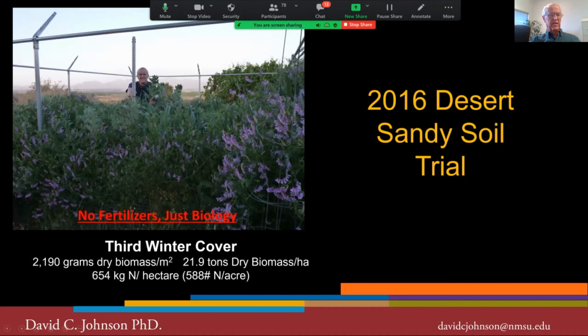And what we've done on this is we've grown cover crops, we've cut them and hauled them off, and then replanted and grown cover crop again. So we have not allowed any of the plant material to stay. We wanted to see just what potential the biology had for growing a plant. You can see this was 2,190 grams of dry biomass per square meter, a significant amount of productivity. There was 588 pounds of nitrogen in that crop. And this is, again, no fertilizers, just biology.